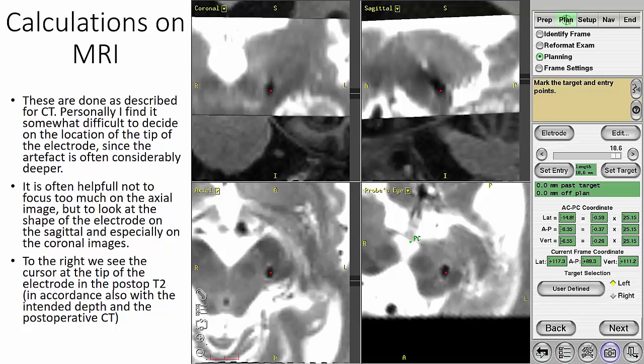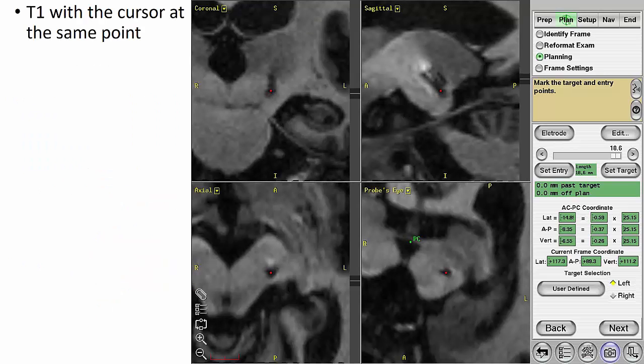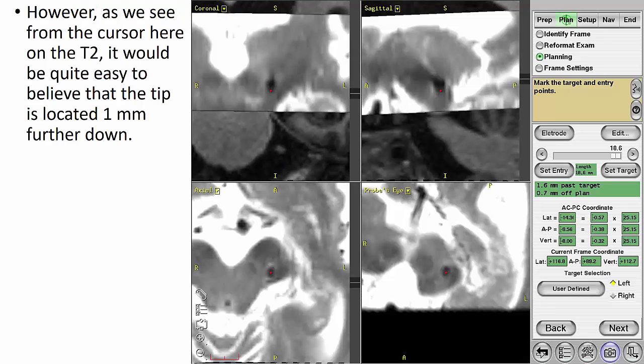Personally, I find it somewhat difficult to decide on the location of the tip of the electrode, since the artifact is often considerably deeper. It is often helpful not to focus too much on the axial image, but to look at the shape of the electrode on the sagittal and especially on the coronal images. To the right, we see the cursor at the tip of the electrode in the postoperative T2. Here we have a T1 with the cursor at the same point.